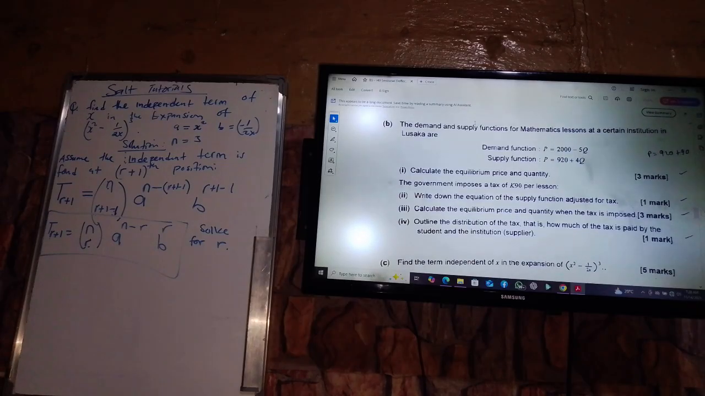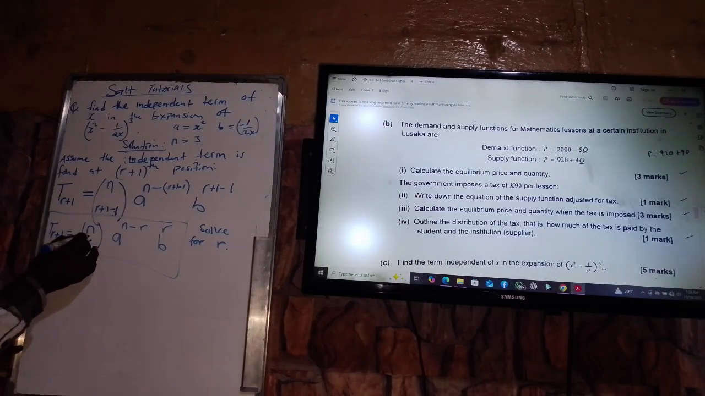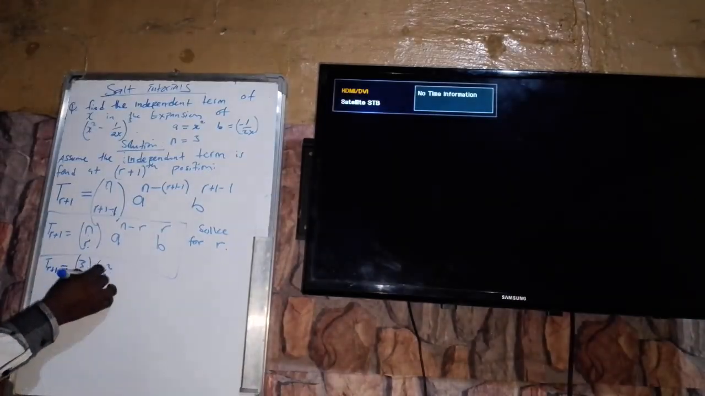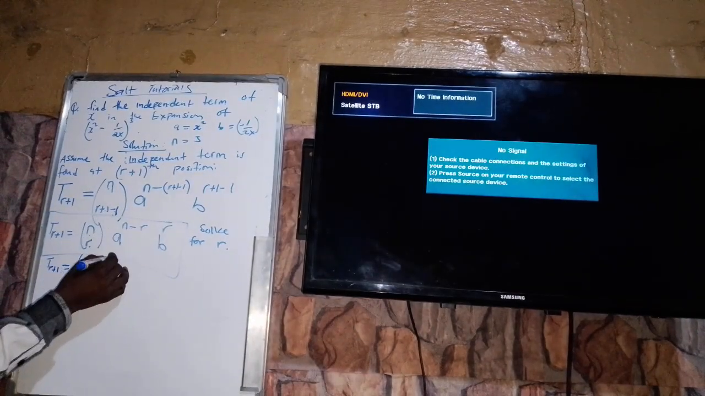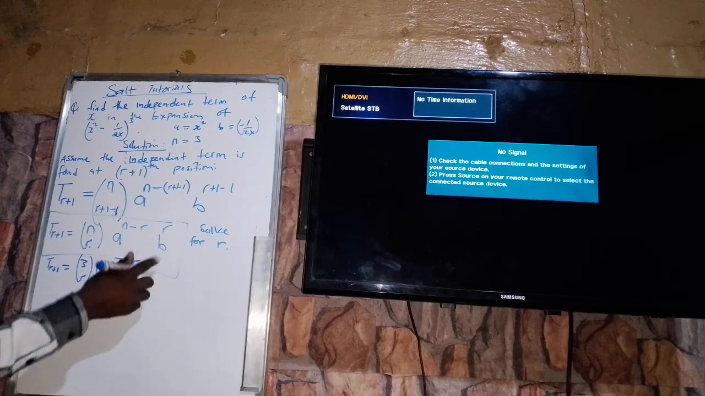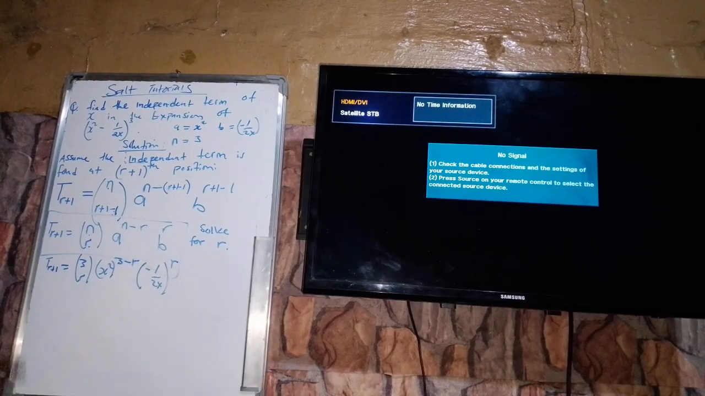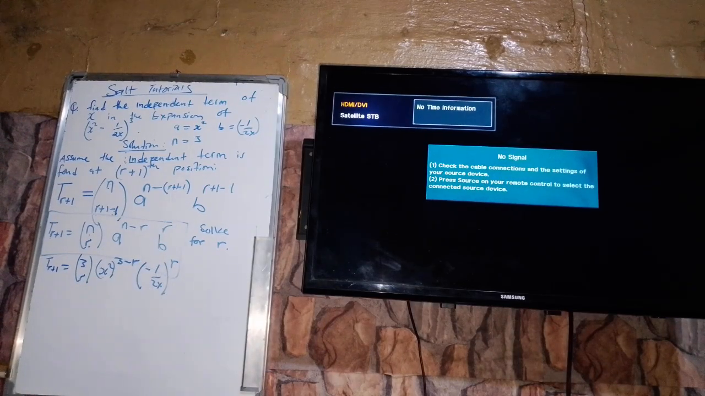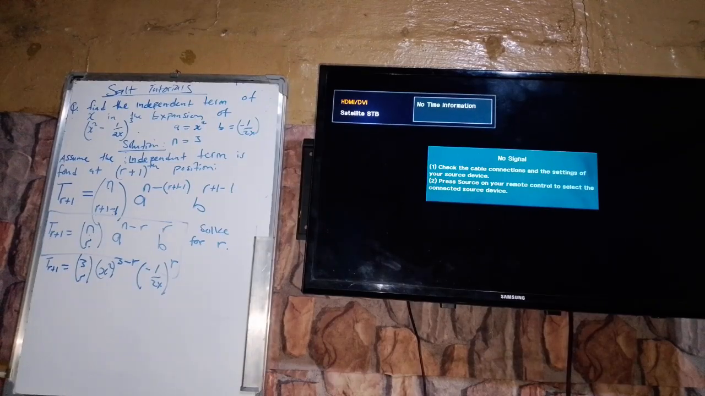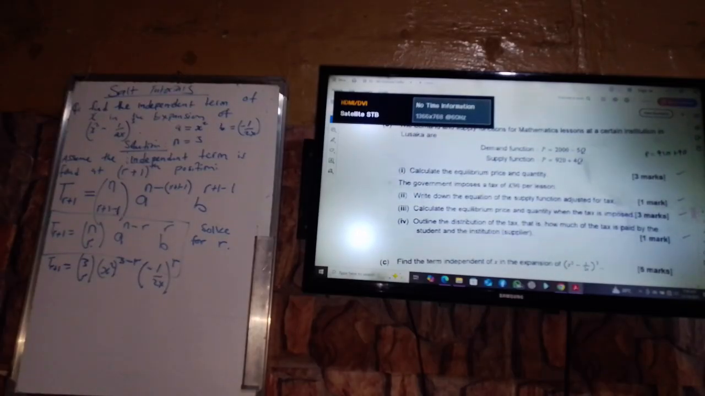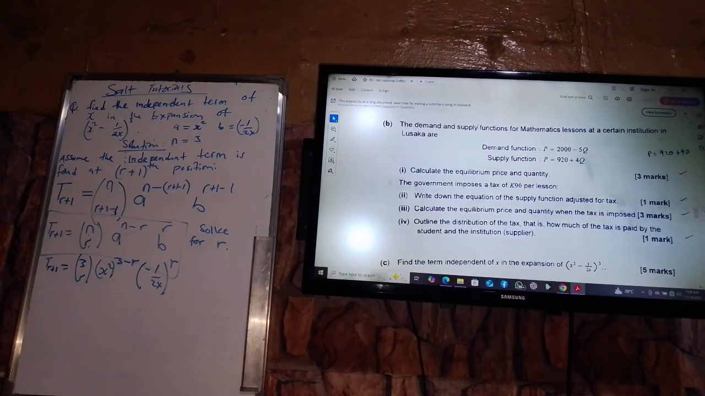So it means our focus is to make sure that x should not be on that term. That's the focus. So if I replace everything, we're talking about T R plus 1 should be equal to 3 combination R. A is x squared power N minus R, 3 minus R. B is negative 1 over 2x power R, which I don't know. Okay? So, if that is the case, then we are going to now simplify that equation with an understanding that we are looking for the independent term of x.